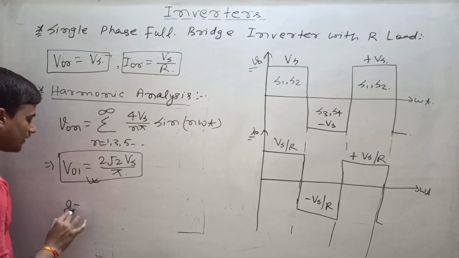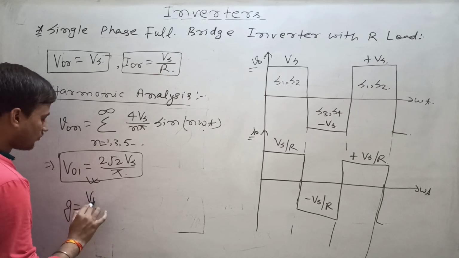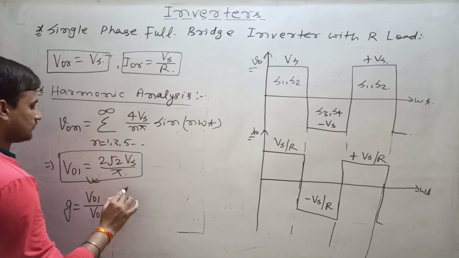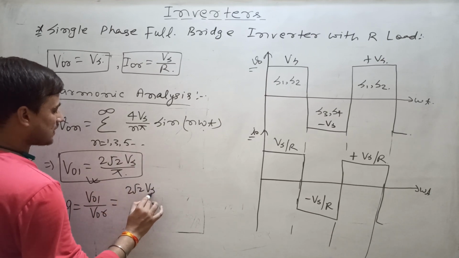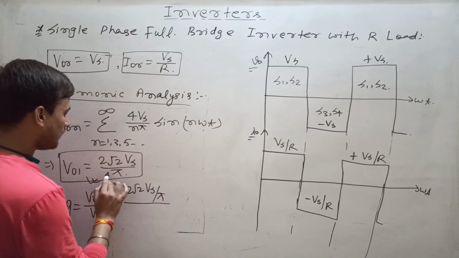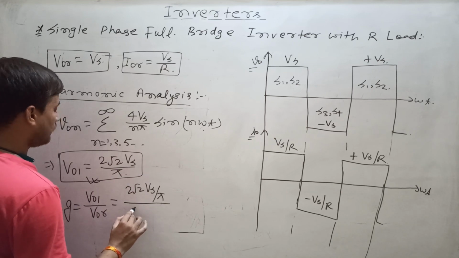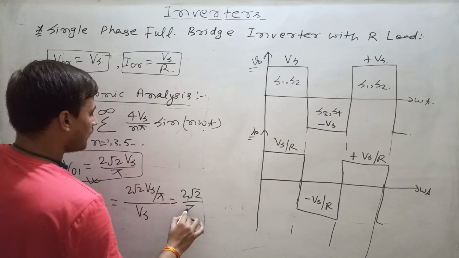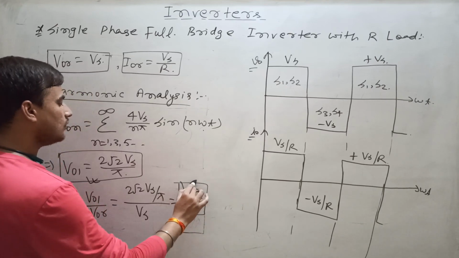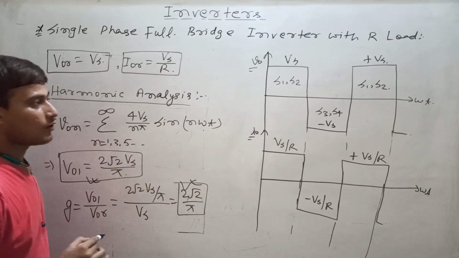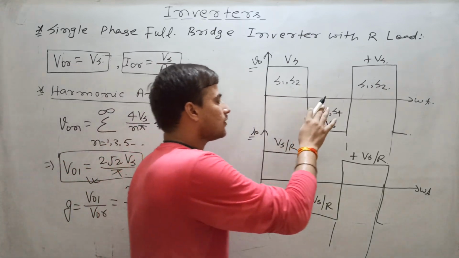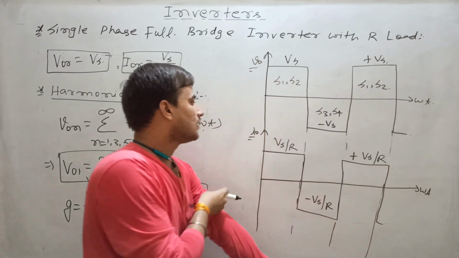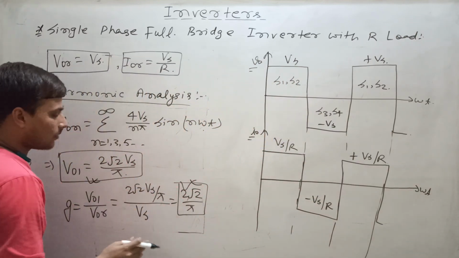Next, you will have to write distortion factor G. It is equal to V01 upon VOR. So V01 is 2 root 2 Vs divided by pi, divided by Vs. So from here you are getting 2 root 2 by pi, which is the same value as in the previous case. And I have already told you, if you are having any square waveform like this, then its G will be equal to 2 root 2 by pi.